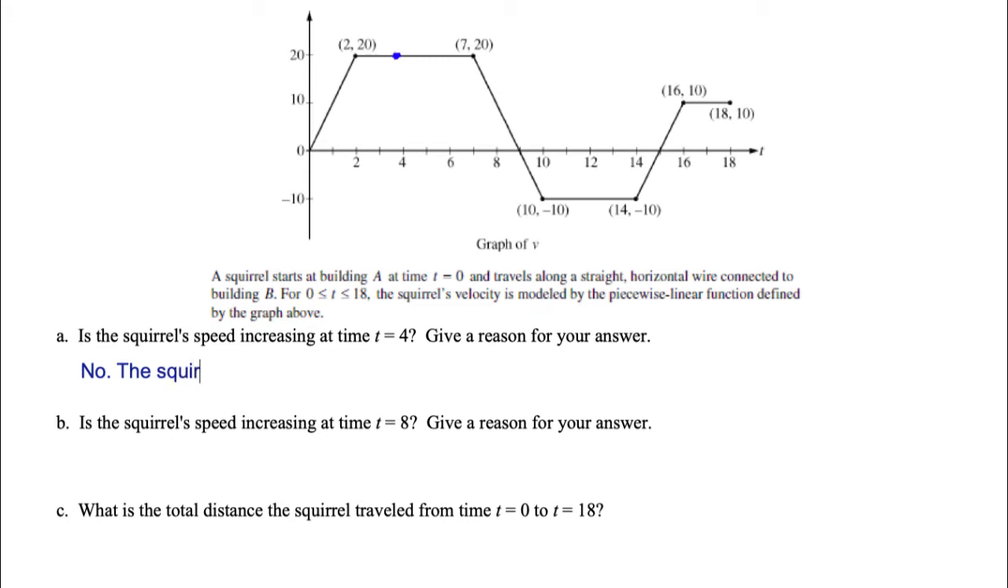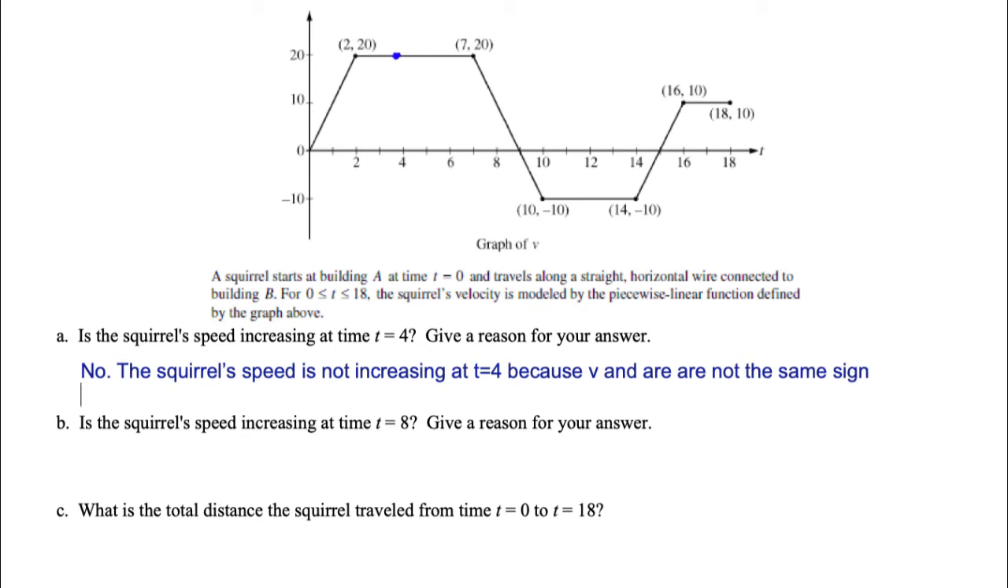Squirrel's speed is not increasing at t equals 4 because v and a are not the same sign. More specifically, the acceleration is equal to 0 and the velocity is greater than 0. So those are not the same sign.